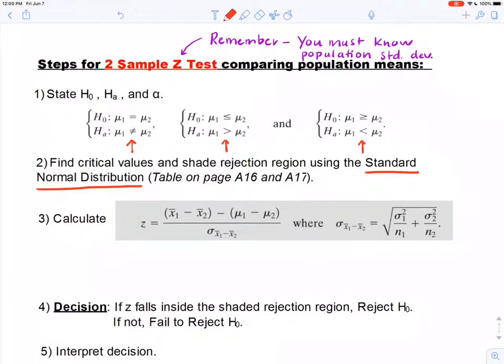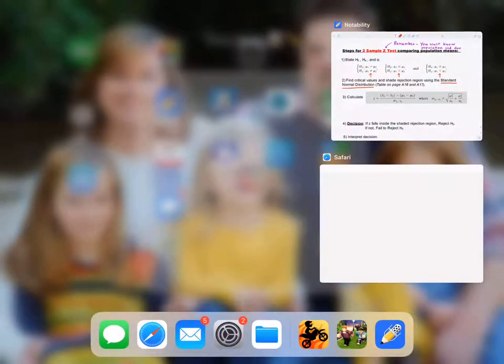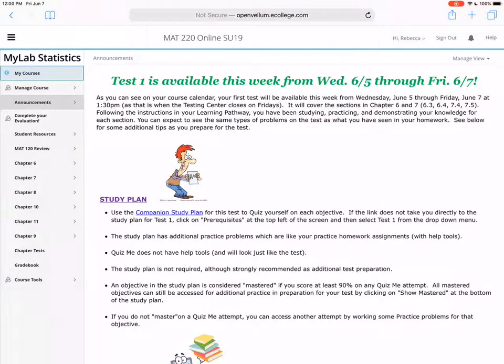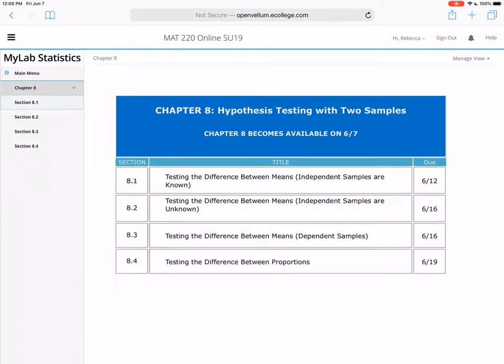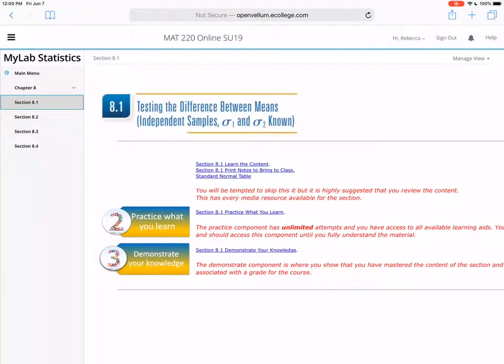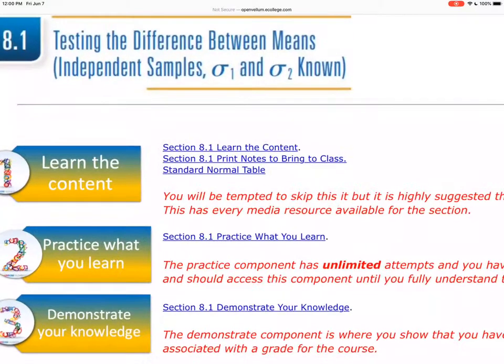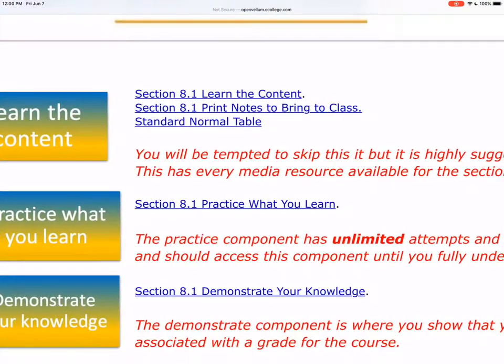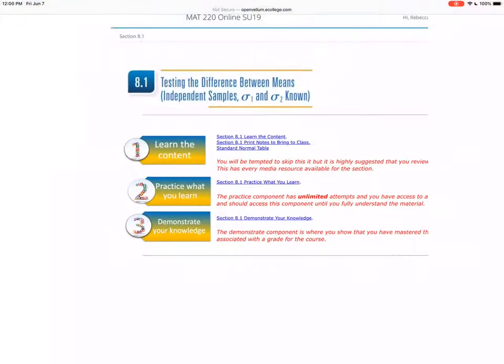Now remember, anytime you need tables, I always link those for you within the section. So for example, if you go to Chapter 8, Section 8.1, then you'll notice right up here, you have a link to your standard normal table.